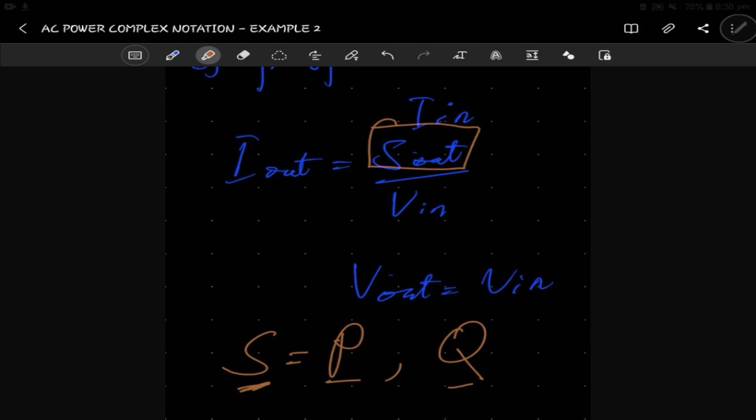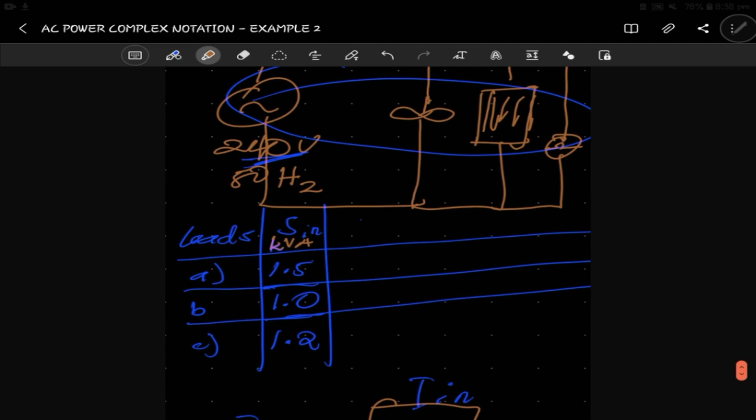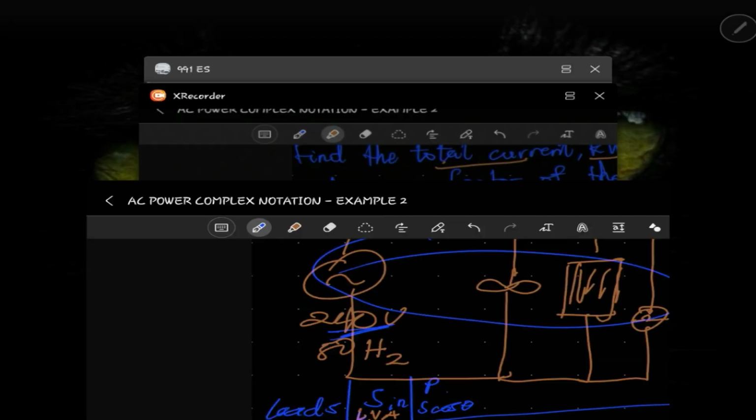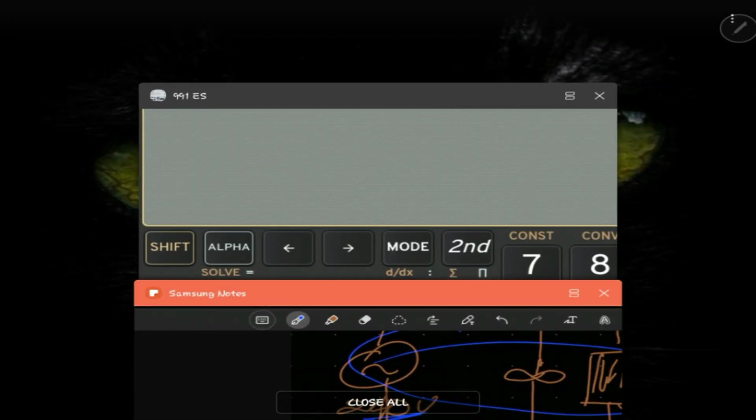The first thing we do is try to find the P, which is the power. We know the power is the S times the power factor, right? Okay. So now we'll go about that. So let's see. We start with the punching of values.